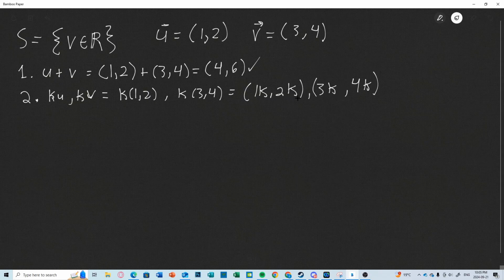Since any value of k will get you a real number in return, no matter what, if you multiply it by 1, 2, 3, or 4, this axiom is also satisfied.